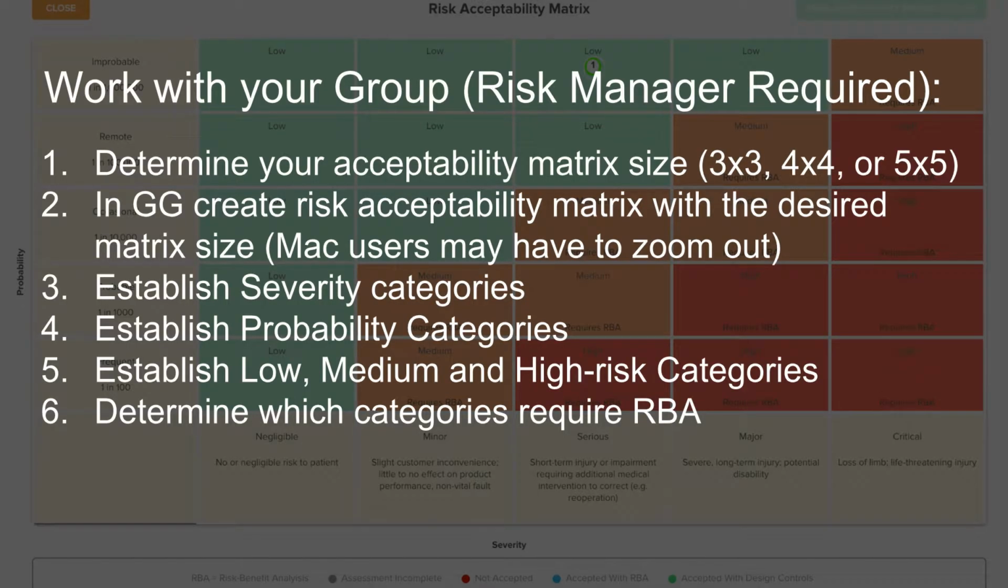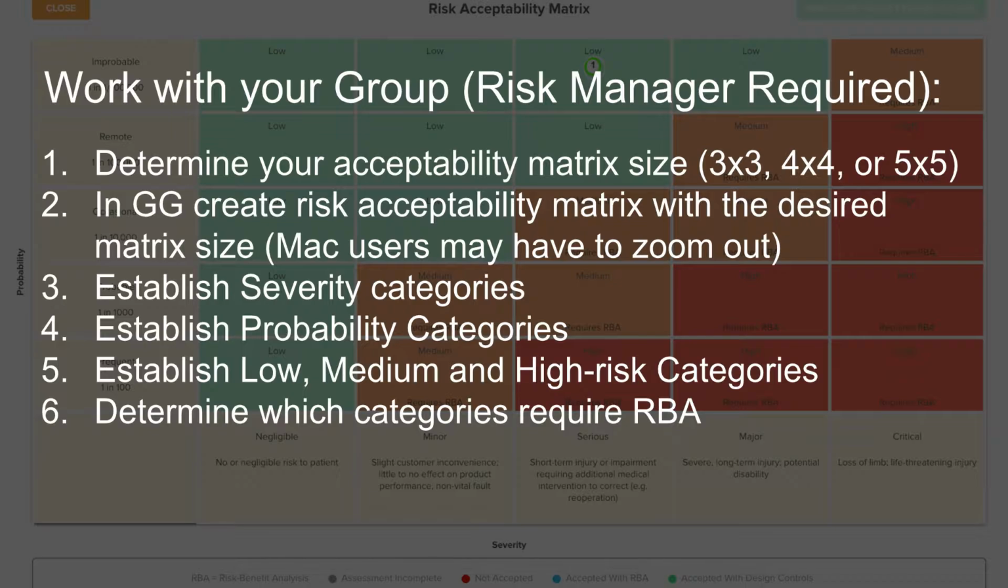The first is that you're going to figure out your acceptability matrix size. In Greenlight, you're given 3 options. It has to be a square matrix, first of all. So it's 3 by 3, 4 by 4, 5 by 5. It doesn't really matter what you choose for this class. I usually go with 5 by 5 because it's a little more granular.